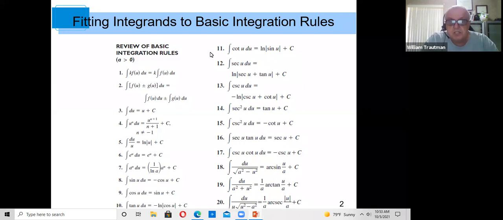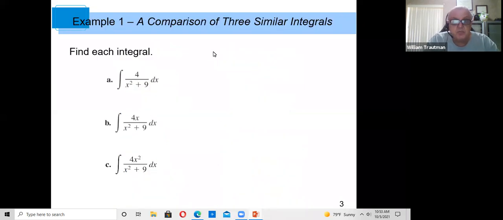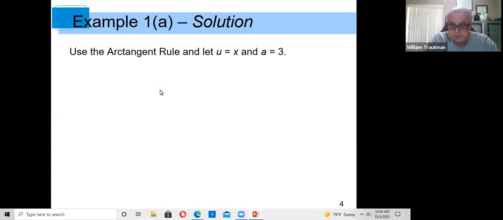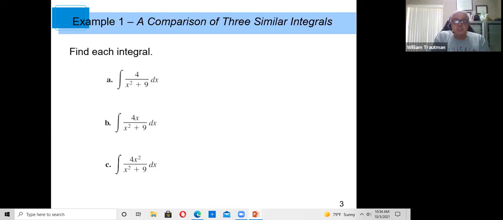So this was from chapter 8. And we're going to do these 3 problems in this section. If we look at this, it's kind of important to look at the difference of these. Here we don't have an x on top. Here we have an x on top, and then we have an x squared on top. So all 3 are done differently, progressively getting harder.